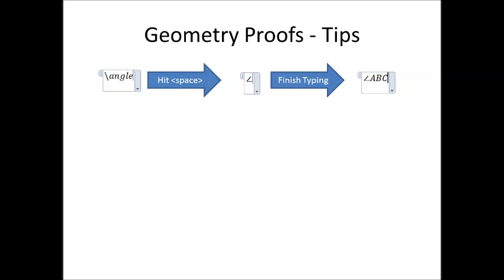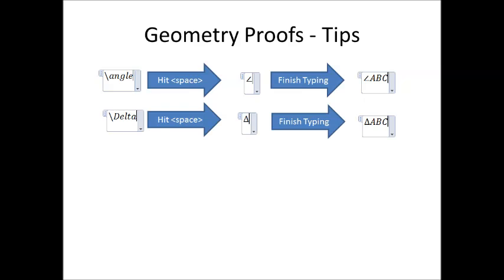For instance, you can type in \angle. That backslash key is indicating that you're going to use a command. So the command here is angle, so \angle, and once you hit space, Word will format that as an angle, just like we've seen for angle ABC, for instance.